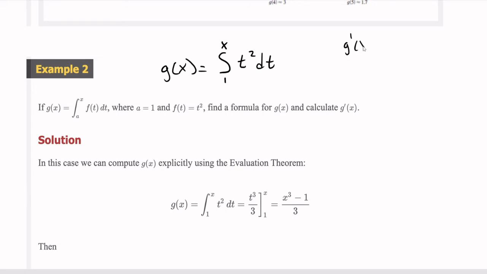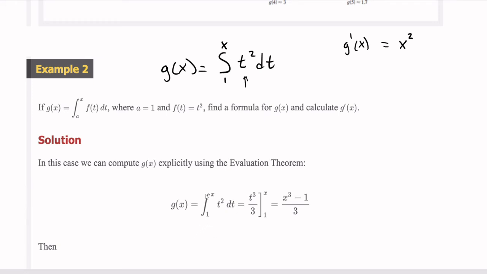G prime, what's the derivative of this function? Sitting right here. Okay, so are you telling me it's just t squared? Well, this is a function of x, so we use x. But yep, that's it. Done. That's the derivative. Okay, but we can actually also do this integral using the evaluation theorem here. And we just have to remember that we're looking for the antiderivative.